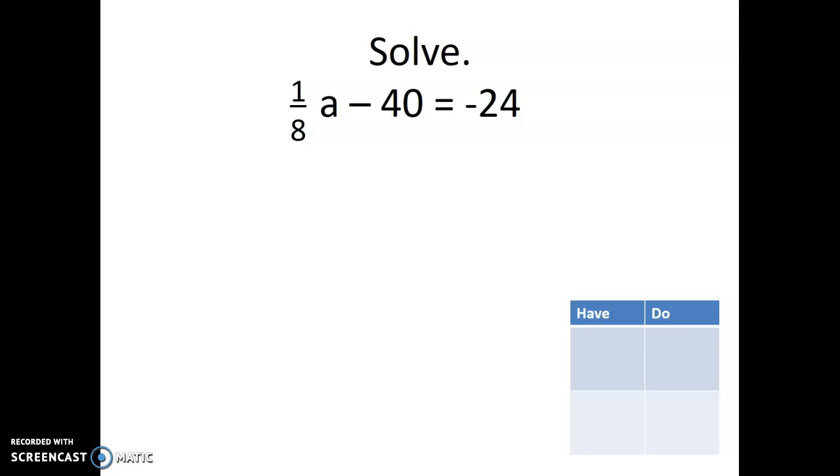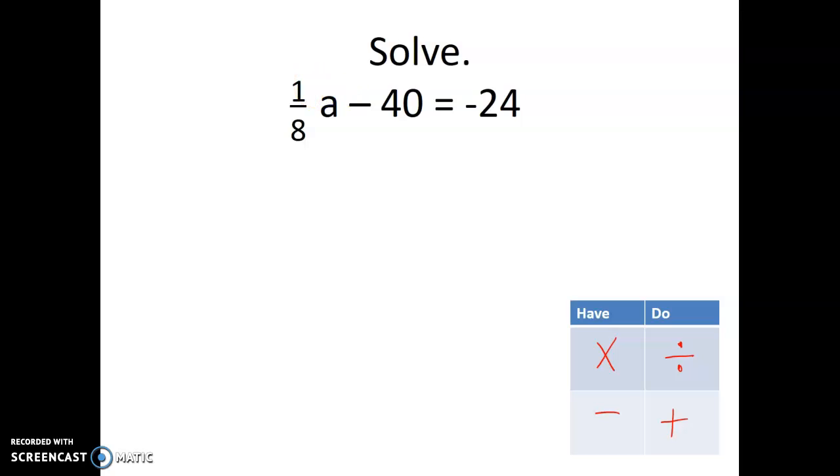Okay, what do we have? Well, we have multiplication right here, 1/8 and a. And we also have subtraction, minus 40. Now, what am I going to need to do? Well, to undo my multiplication, I'm going to need to divide. And to undo my subtraction, I'm going to need to add. So here we go. Let's look.